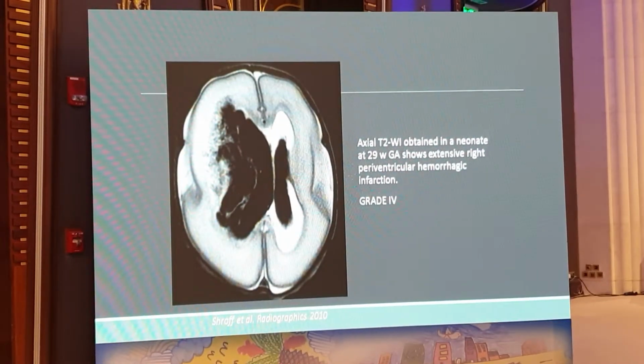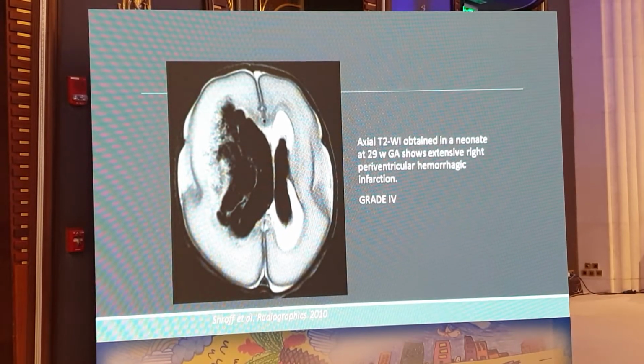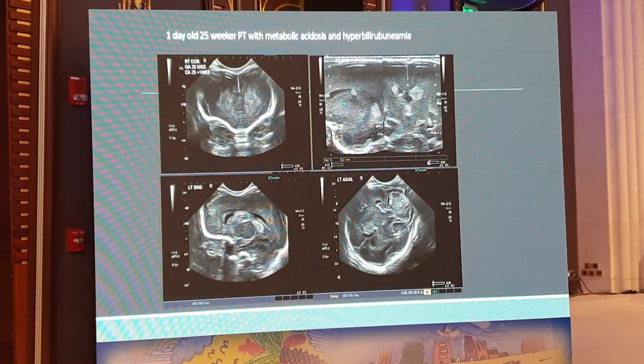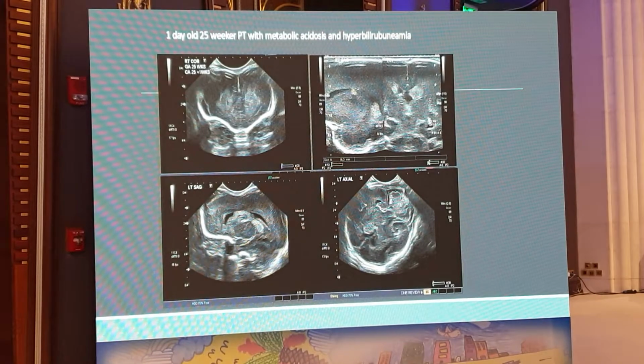That's a grade 4 with hydrocephalus, intraventricular hemorrhage, and large periventricular hemorrhage. That's another patient with bilateral intraventricular hemorrhage. That's almost grade 3. I just wanted to show the posterior fossa.